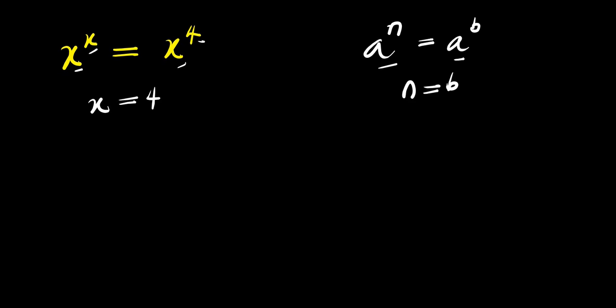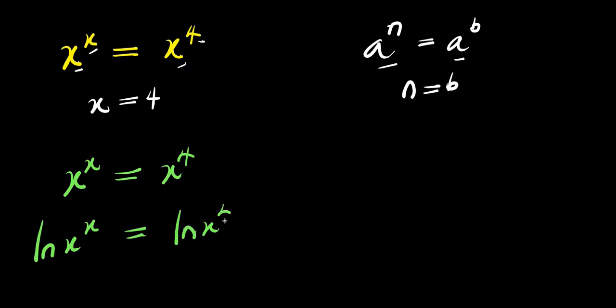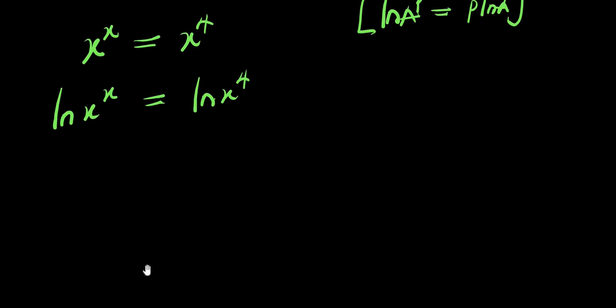So what I can do is solve for all values of x, and we do that by making use of the natural log. Natural log of x^x equals natural log of x^4. Now, natural log of a^b equals b times natural log of a. So we have x ln x = 4 ln x.